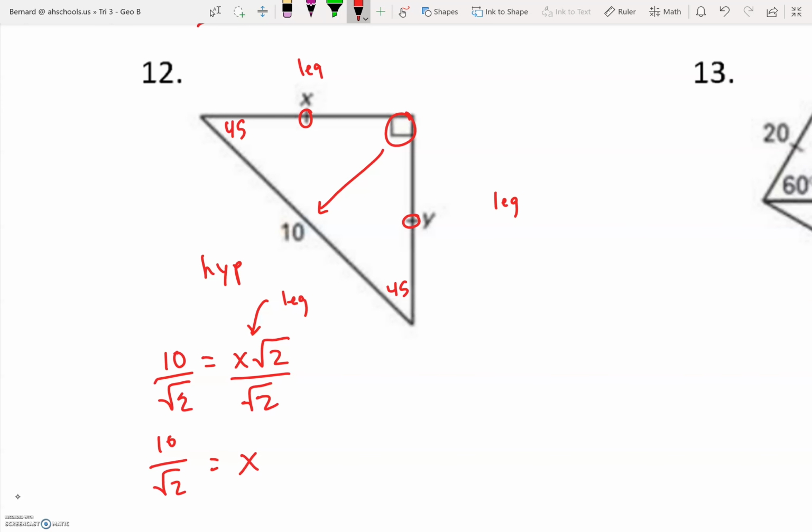You put that into your calculator, you will get 7.07. And so that's what our legs will be. And remember, in a 45, 45, 90, both legs are the same. So x is 7.07 and y is 7.07 as well.